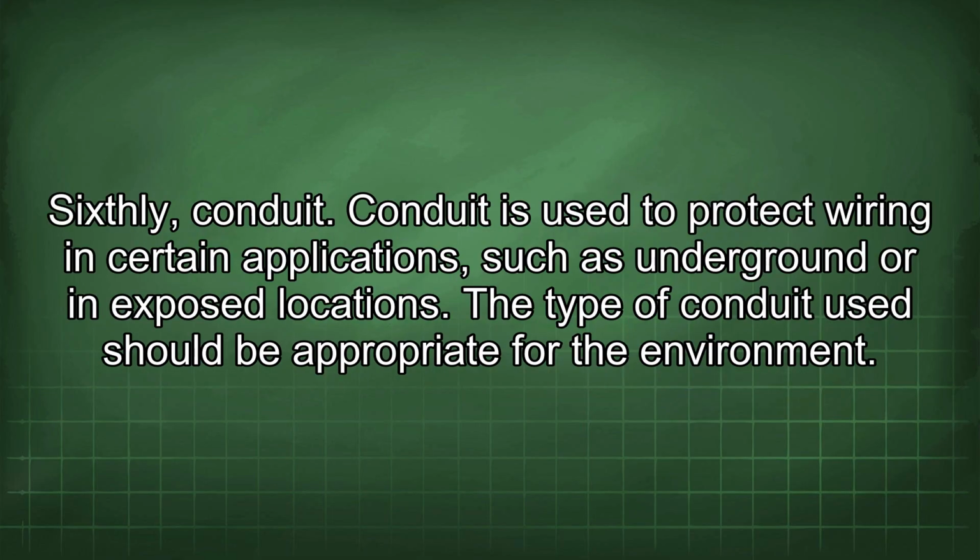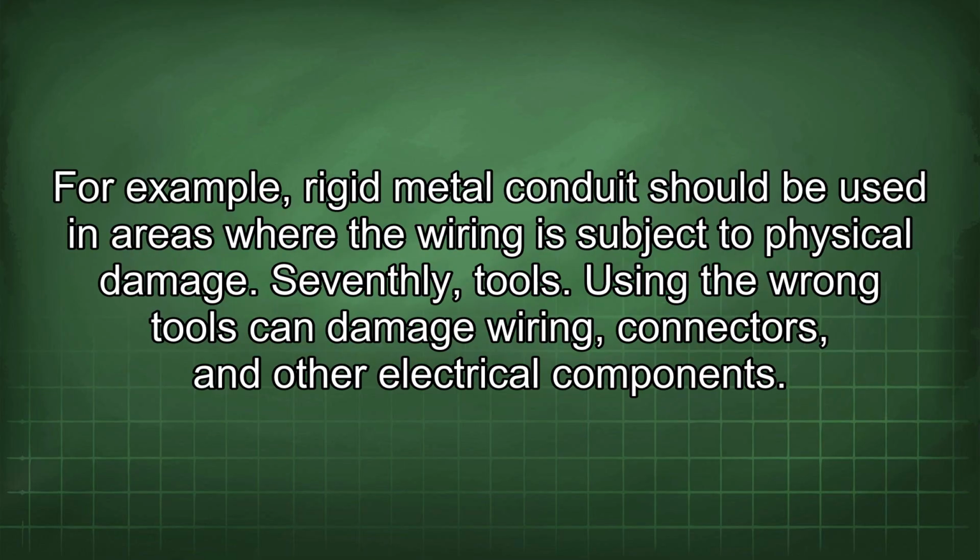Sixthly, conduit. Conduit is used to protect wiring in certain applications such as underground or in exposed locations. The type of conduit used should be appropriate for the environment. For example, rigid metal conduit should be used in areas where the wiring is subject to physical damage.